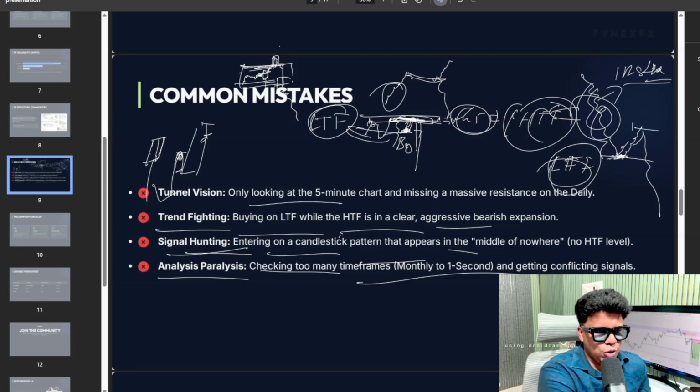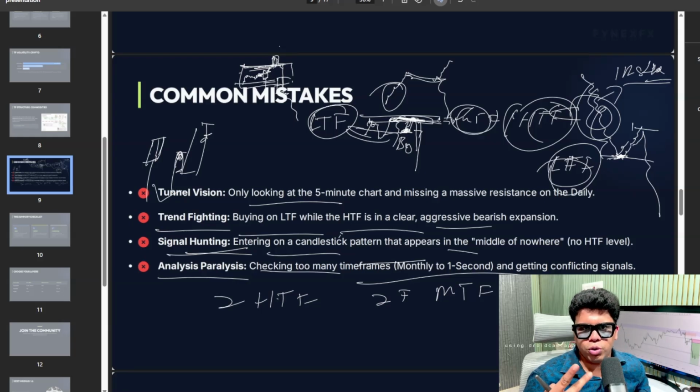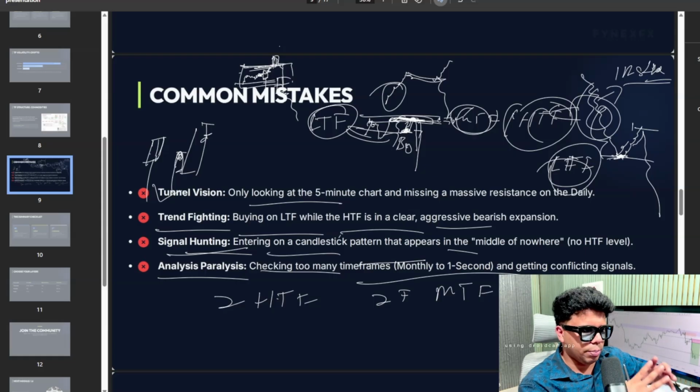Okay, we need to take only 2 time frames as a higher time frame, 2 time frames for the medium time frames, and 2 time frames for your lower time frame or the smaller time frame. So only two time frames or a single time frame to understand these things. If you have experience, you don't need to look at the medium time frame even.